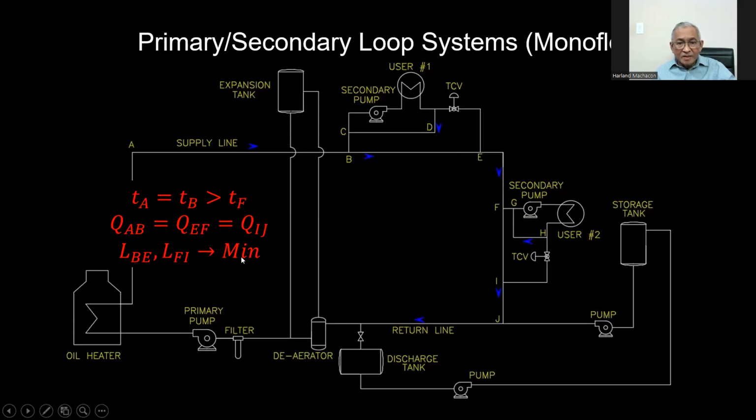And as I've said previously, the common pipeline B to E, F to I is set at the very minimum in length, so that there will be practically negligible pressure drop from B to E and F to I. So if the secondary pump is not running, all the oil will just flow through B, E, F, and I.